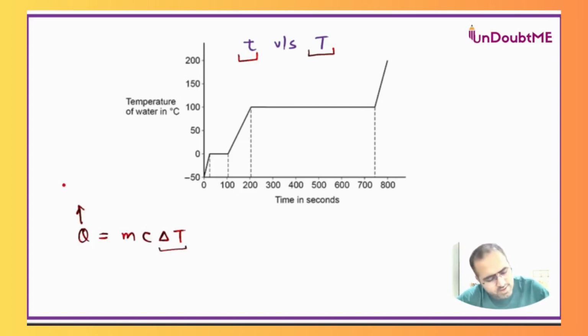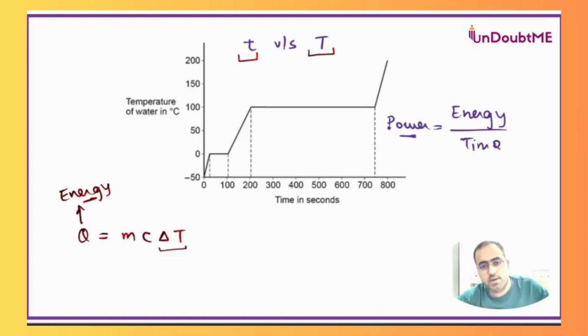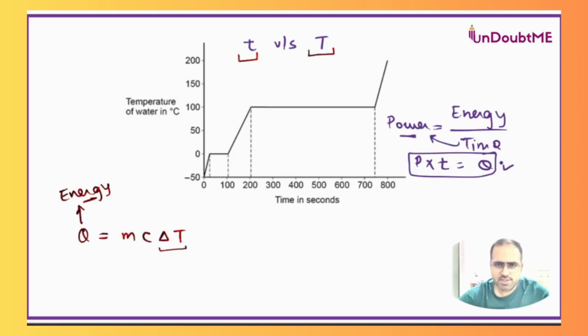And then Q is energy. It is some kind of heat, so it can be written as energy. Now energy per unit time is power. So power times time can be written as energy. Time goes on the other side, so we can write Q is equal to PT. There's a reason, we'll discuss soon. Now, if I replace this Q value with PT, I have PT is equal to mcΔT.